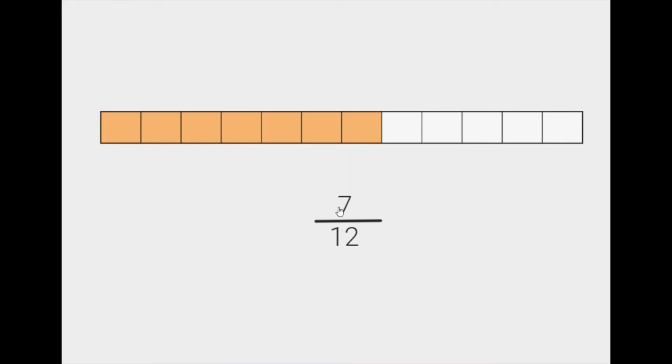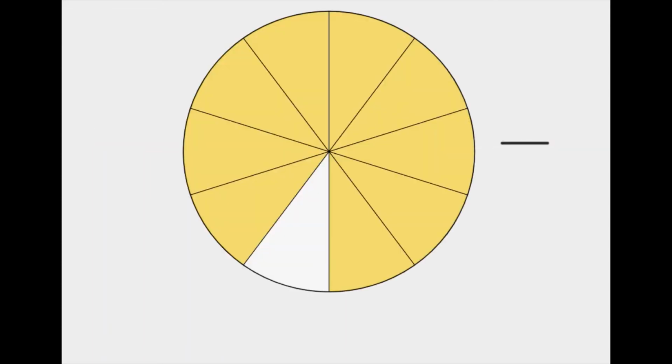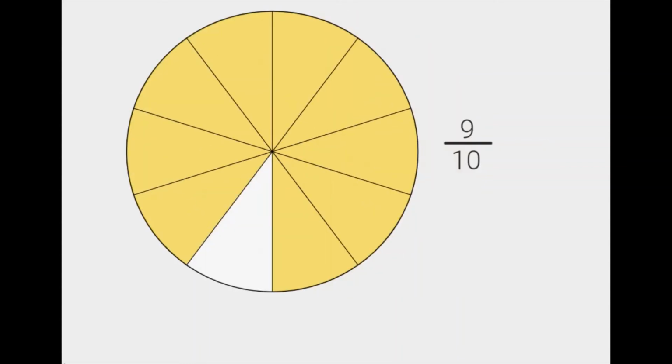The numerator will be 7 because there are 7 parts that are shaded, and the denominator will be 12 because the whole rectangle is cut into 12 equal parts. What fraction of the circle is shaded? Since 9 out of the 10 parts of the circle are shaded, 9/10 of the circle is shaded.